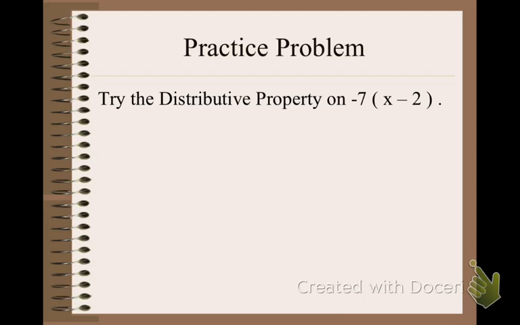So try the distributive property on this problem. So negative 7x and negative 7 times a negative 2 is a positive 14, and there's our simplified expression.